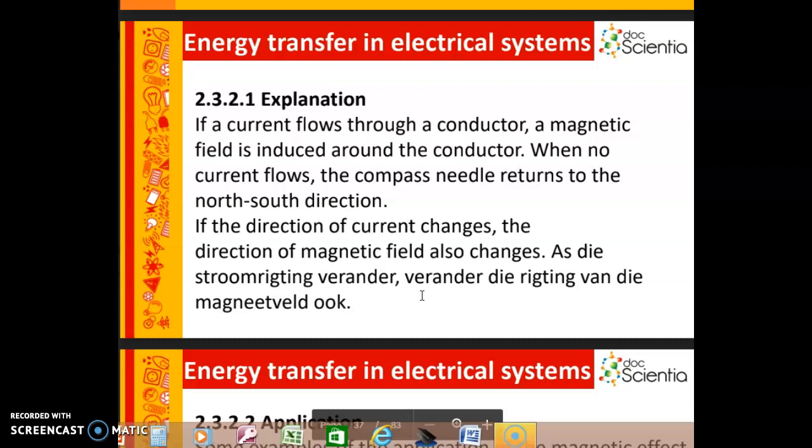If a current flows through a conductor, a magnetic field is induced around the conductor. When no current flows, the compass needle returns to the north-south direction. If the direction of the current changes, the direction of the magnetic field also changes. And that's just the same thing in Afrikaans.